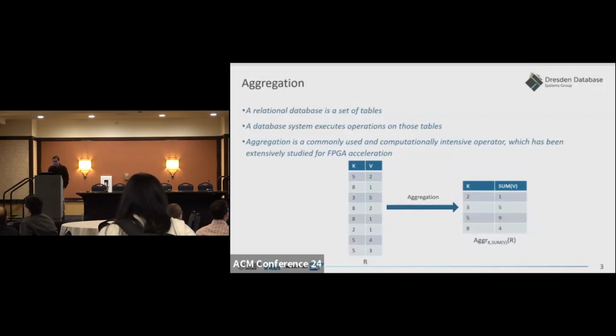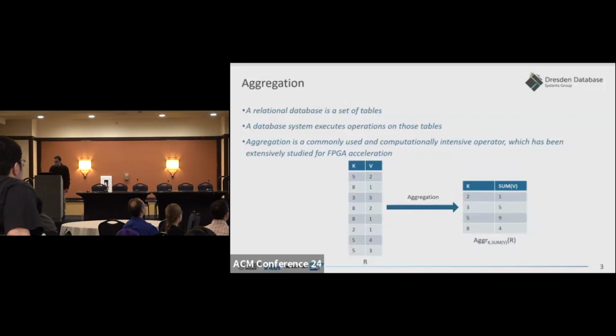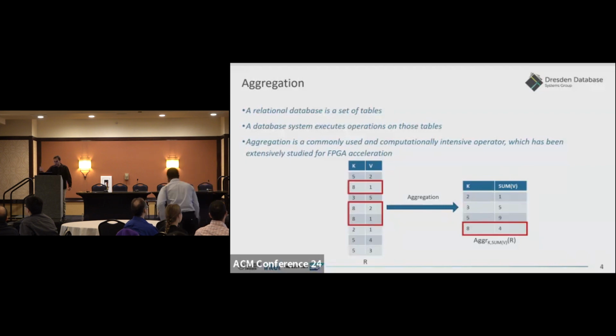So here's an example of the aggregation operator. You start, of course, with a table with a key column K and a value column V. And so the idea of aggregation is you want to group the rows of the table that have some common attribute. So in this case, you want to aggregate based on the key column K. Those rows that have the same key are then grouped together, and then you would sum the values of those rows. So that would give you 1 plus 2 plus 1, which is 4 on the right. And you do that for all of the groups in the input table.